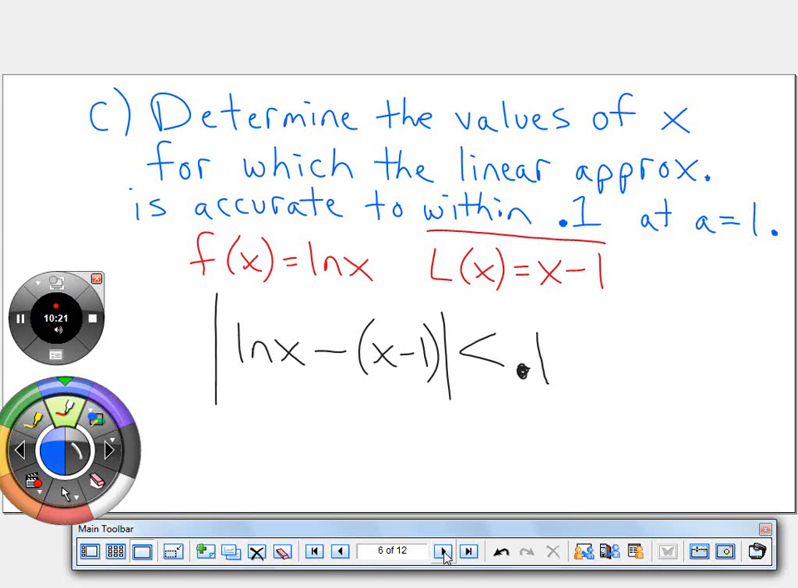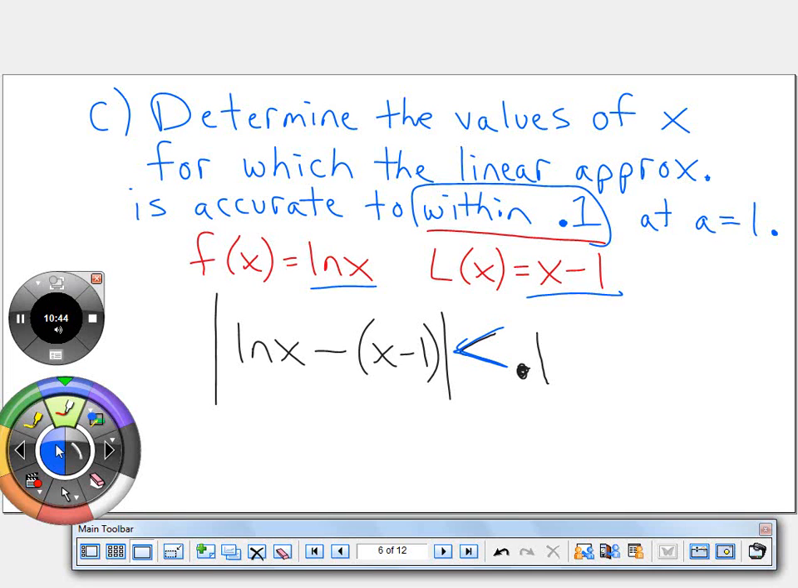So what you'll do is take the function and the linear approximation and subtract them to see what the distance is between them, and you put absolute value bars, which guarantees that you're figuring out the distance. Since you want to be within 0.1, you say that has to be less than 0.1.